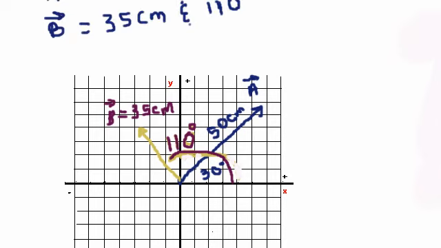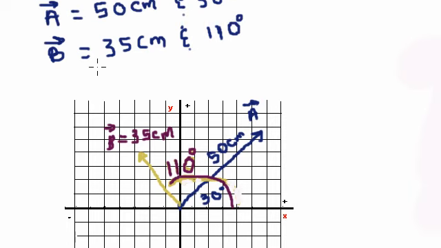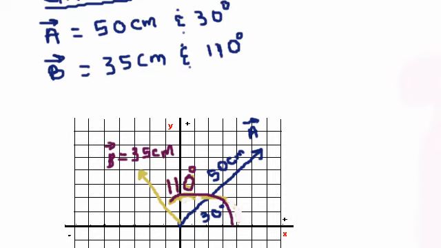Alright, so then we have vector B. Vector B is equal to 35 centimeters and has 110 degrees. So this yellow line right here represents vector B. It's 35 centimeters long, and the angle is 110 degrees. The problem with 110 degrees is that you get this big mess because it's a big angle. I don't like using that, so I'm going to solve this problem the way that I like to solve it, which is using trigonometry. I don't like using big angles, so we're going to use a smaller angle.